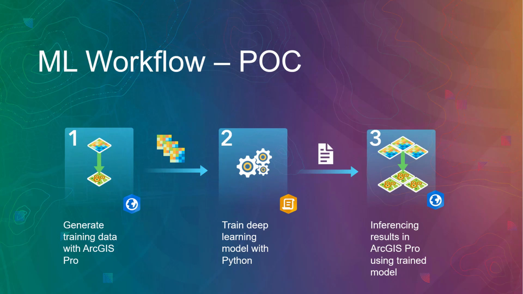Finally, we bring that model definition back into ArcGIS Pro and use the Detect Objects Using Deep Learning tool to apply our trained model to the entire imagery dataset and view our detected objects as GIS features.